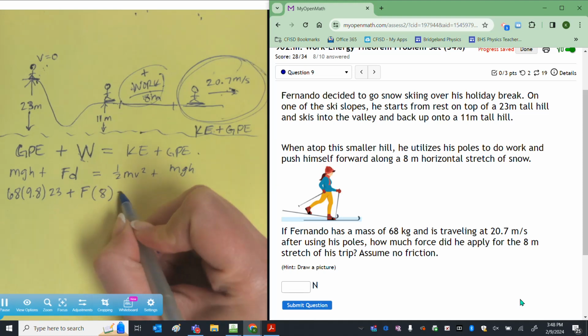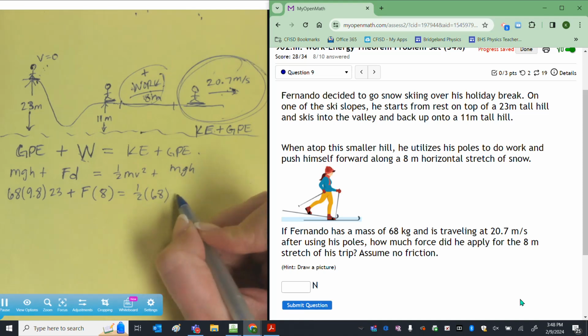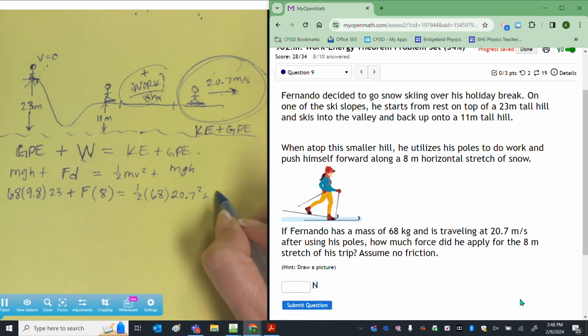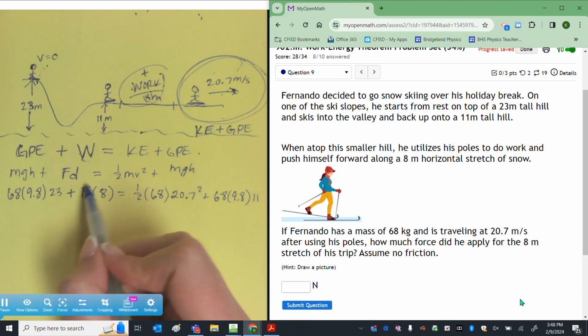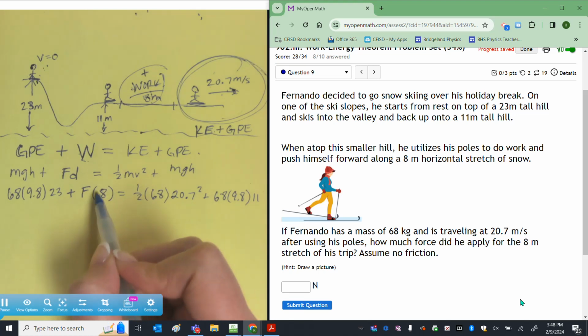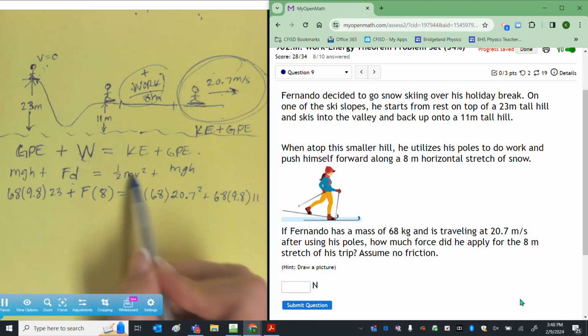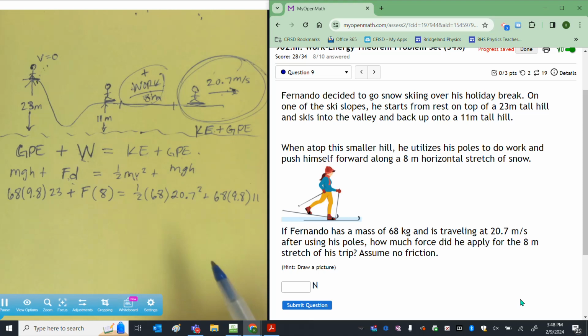Equals 1/2, the mass is still 68. The velocity at the end is 20.7. And again, same mass, gravity is always the same, and the height at the end is 11. Okay, so that's my setup. Now, you could actually leave this as work, solve for work, and then do the extra step with the work equation. That's fine. But just like you can substitute these variables in for these guys, you can substitute these in for this. So if you want to do it all in one step, here's how.